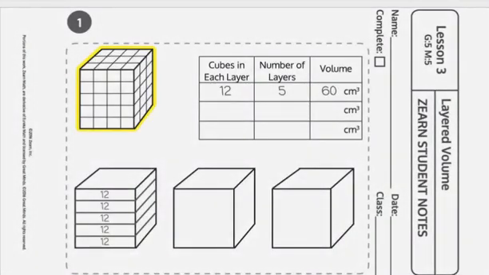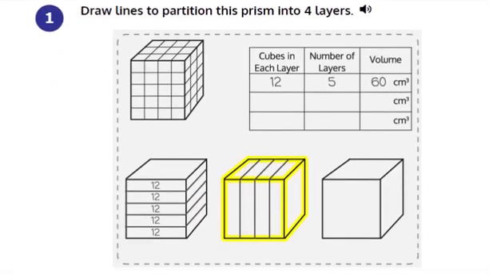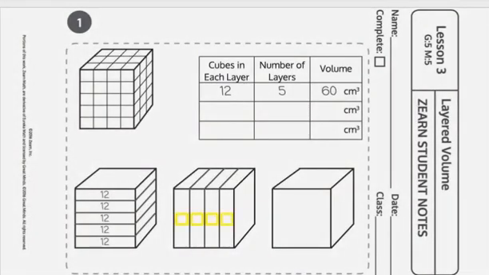Let's partition this prism another way. This time, we'll decompose it into vertical layers here. We can see 4 vertical layers in this prism. So, I'll draw lines to partition this prism into 4 vertical layers. Your turn. Draw lines to partition this prism into 4 layers. Now, label the number of cubes in each layer on the prism. Use this drawing to help.